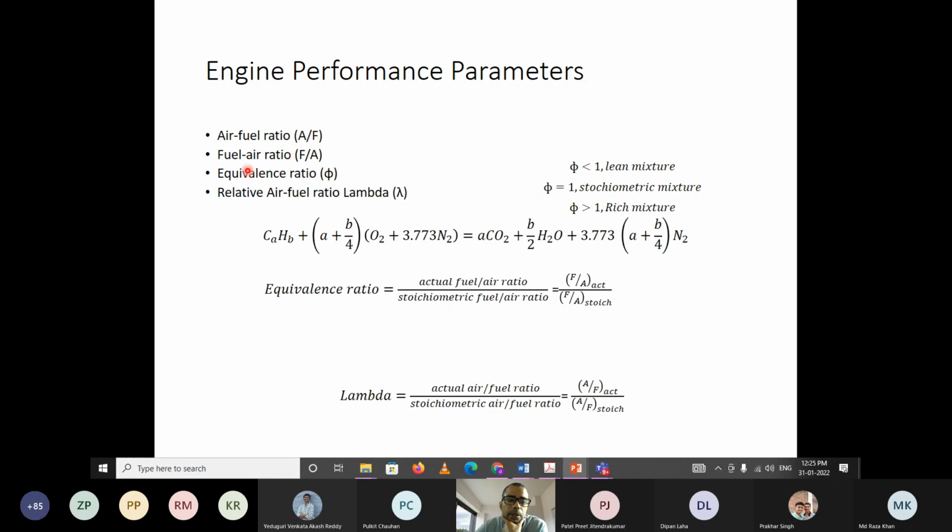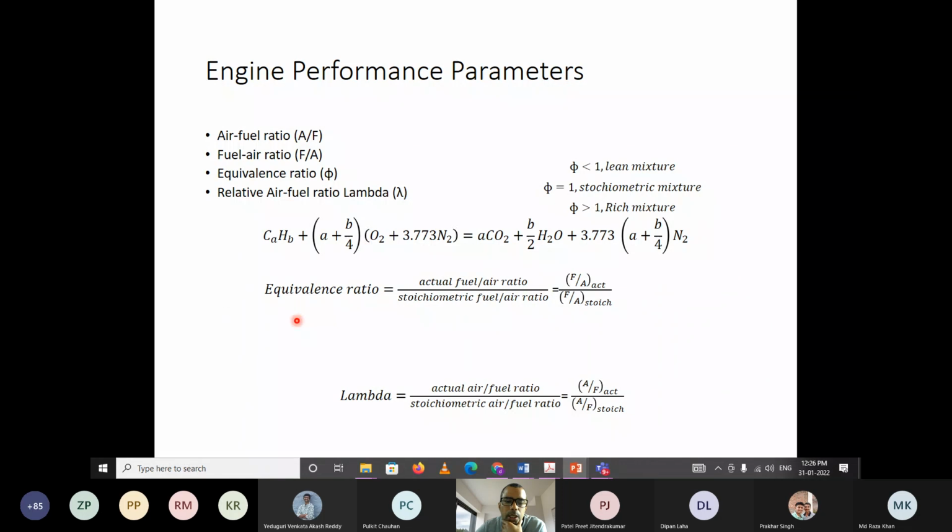When we are talking about equivalence ratio, you can see in several IC engine books or technical papers that instead of writing or giving the air fuel ratio or fuel air ratio, they use the parameter that is equivalence ratio or relative air fuel ratio, which is represented by lambda.